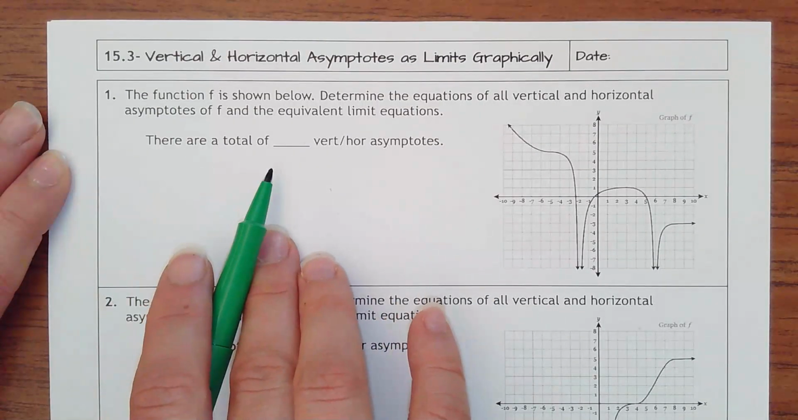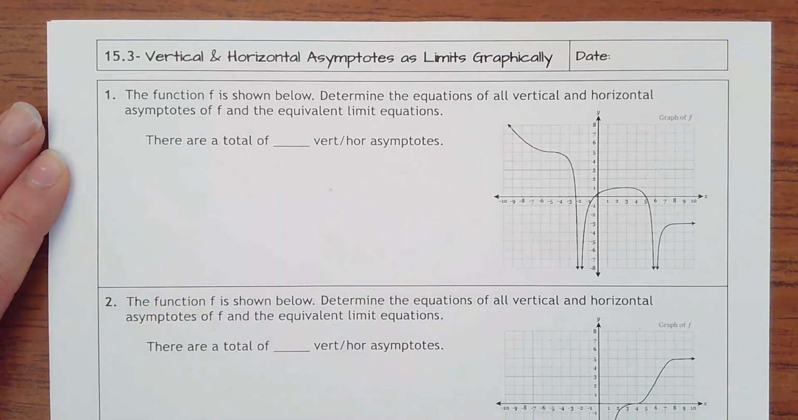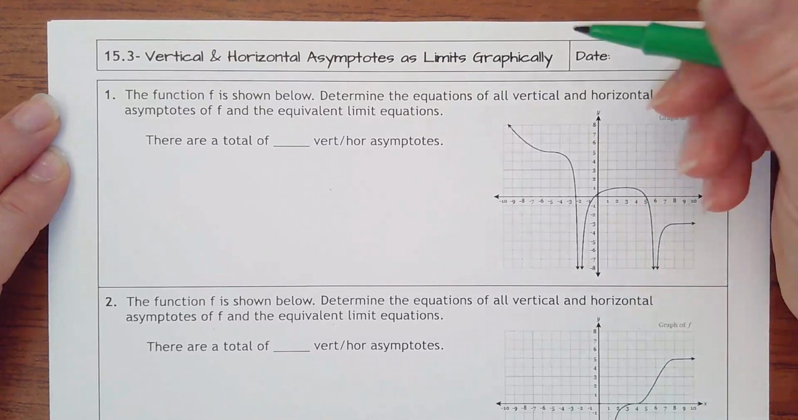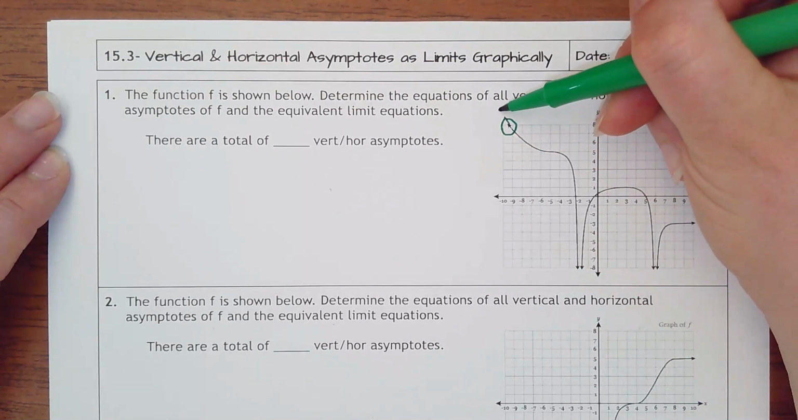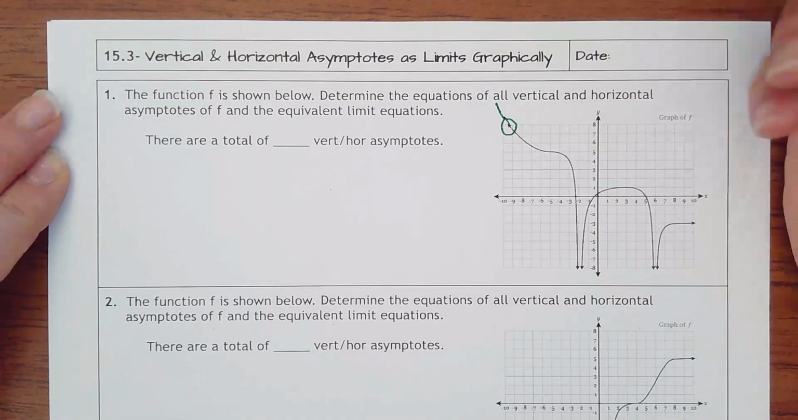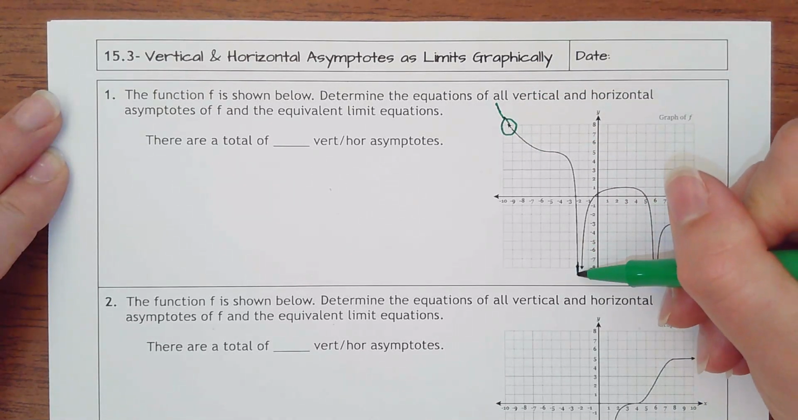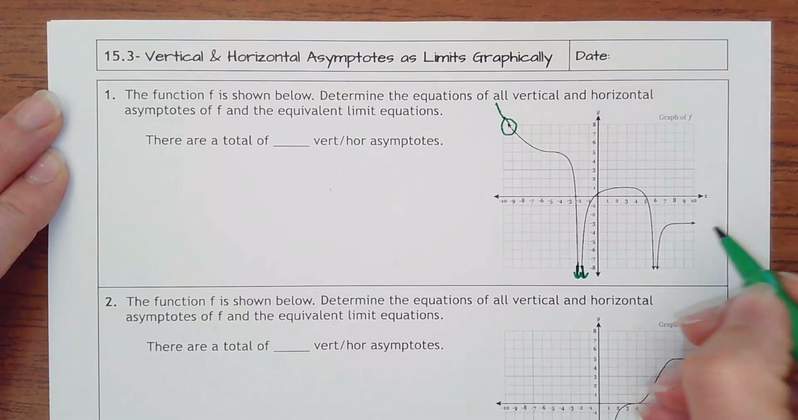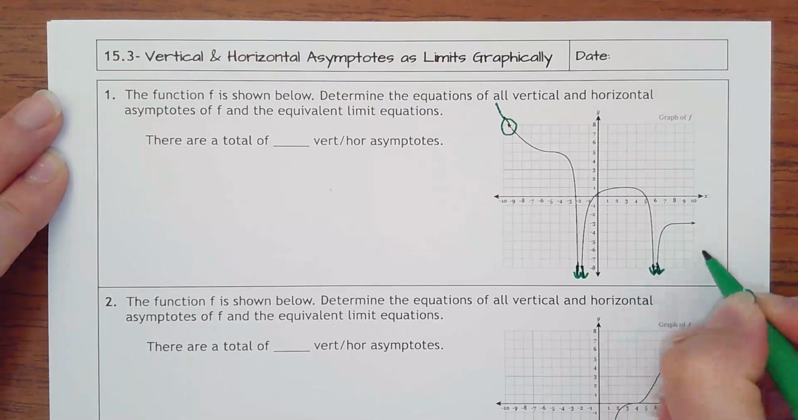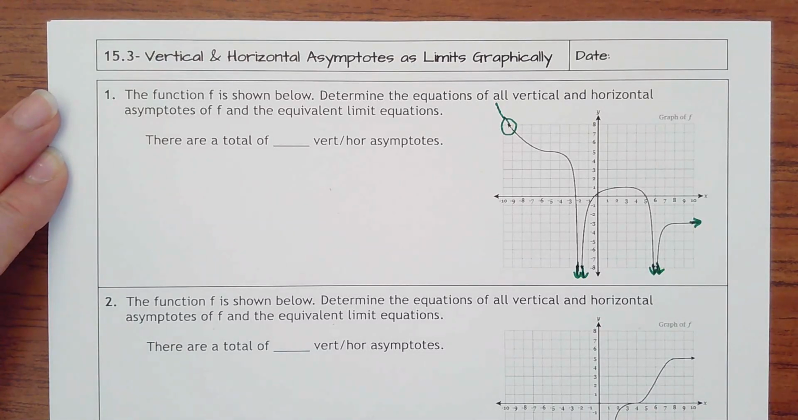There are a total of blank vertical or horizontal asymptotes. So they want the total number combined. What I'm going to tell you to help make this lesson easier is look at the arrows. See how this one is going diagonal? That's not an asymptote. Asymptotes are going to happen when the arrows come to basically vertical, here, here, or horizontal. That means they're flattening out or getting straight up and down.